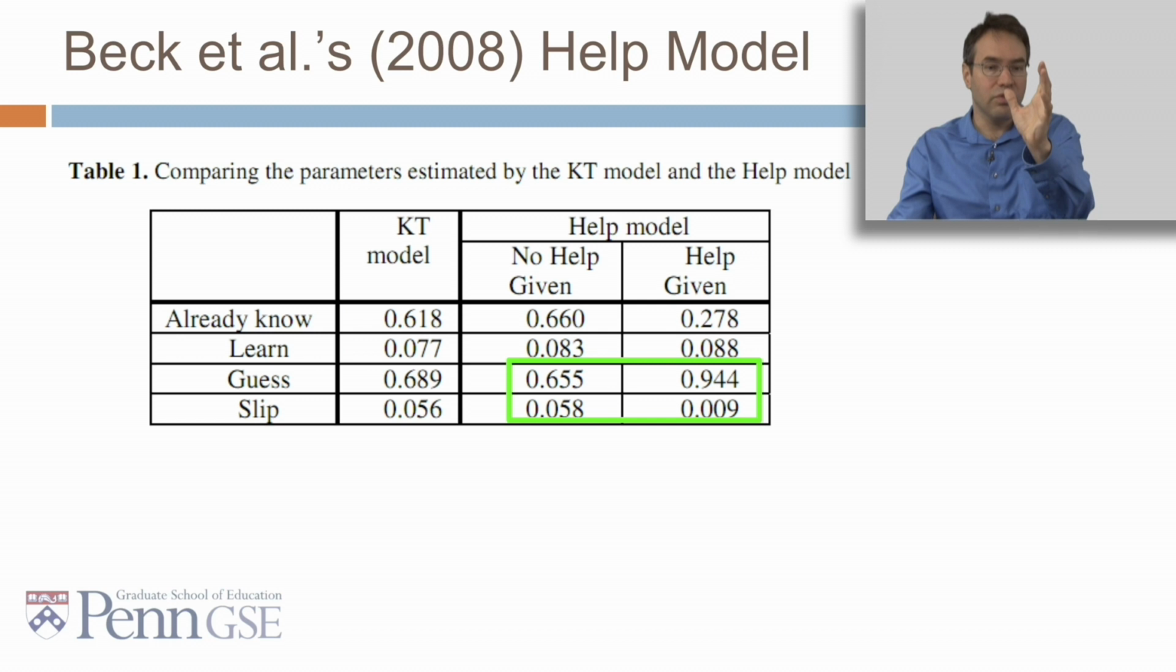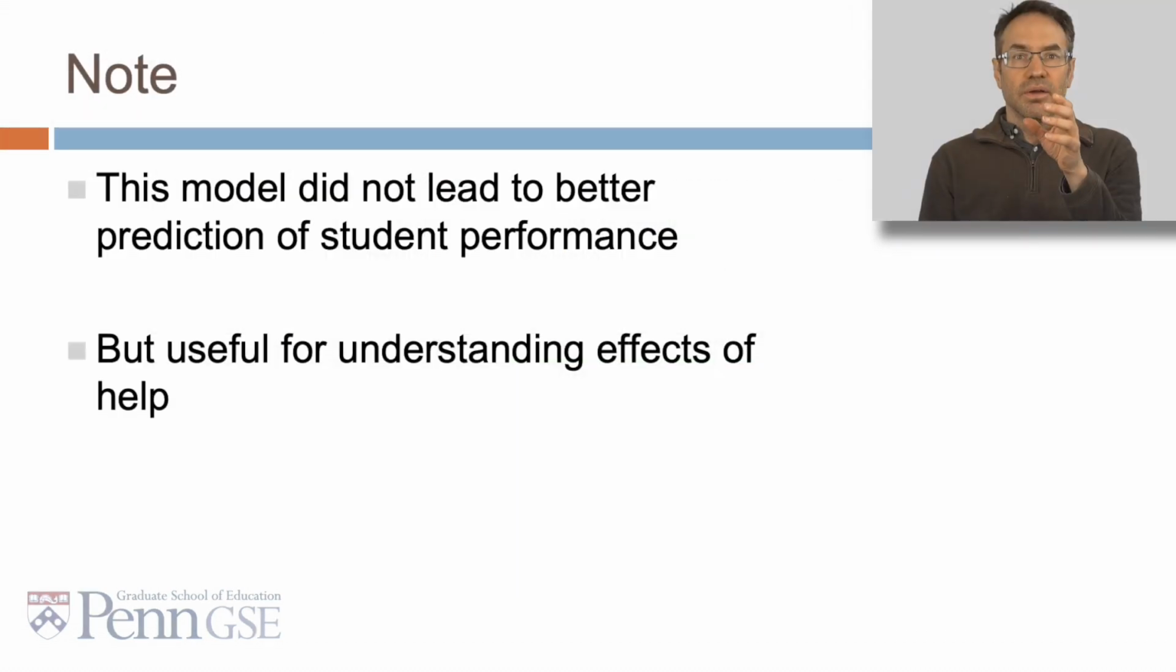Now, in Beck's original paper, he found that there were fairly different parameter values for guess and for slip based on whether or not the person asked for help. It's worth noting that this model didn't actually lead to better prediction of student performance, but it was useful for understanding the effects of help.